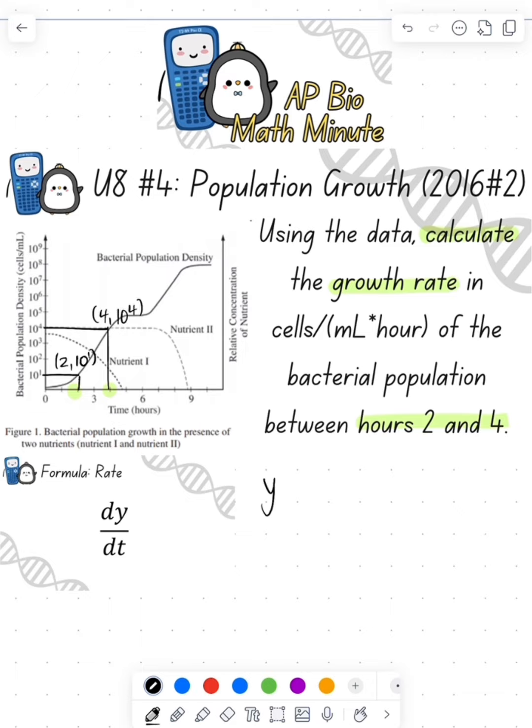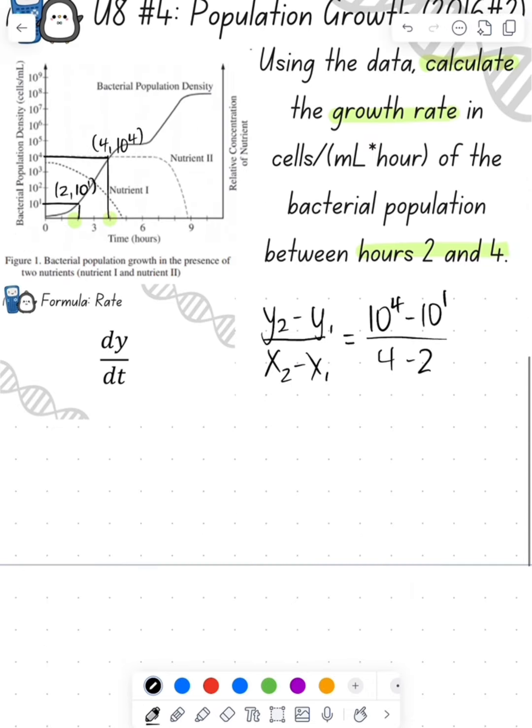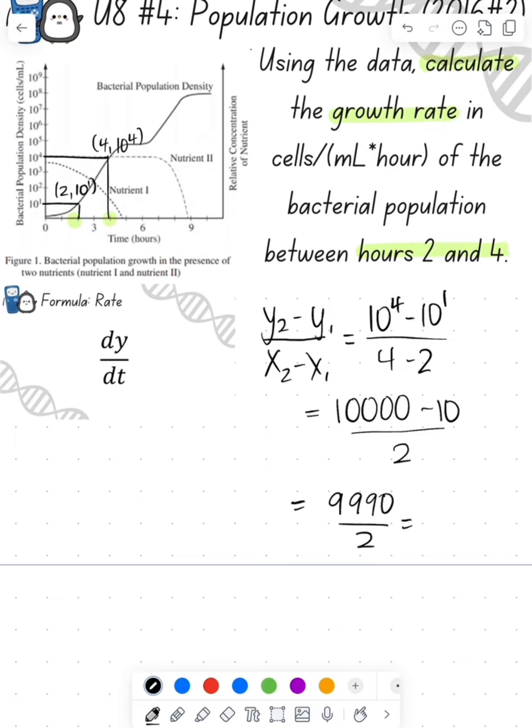So the equation we're going to use again is dy over dt, so the change in y over the change in x. So y2 minus y1 over x2 minus x1. So our y2 value is going to be 10 to the 4th, and our y1 value is 10 to the 1st, and then of course our x2 is 4, and our x1 is 2. So as a reminder, 10 to the 4th is actually 10,000, and then of course 10 to the 1 is actually 10. So we'll do 10,000 minus 10 over 2. And so that's going to give us 9,990 over 2, which gives us 4,995.